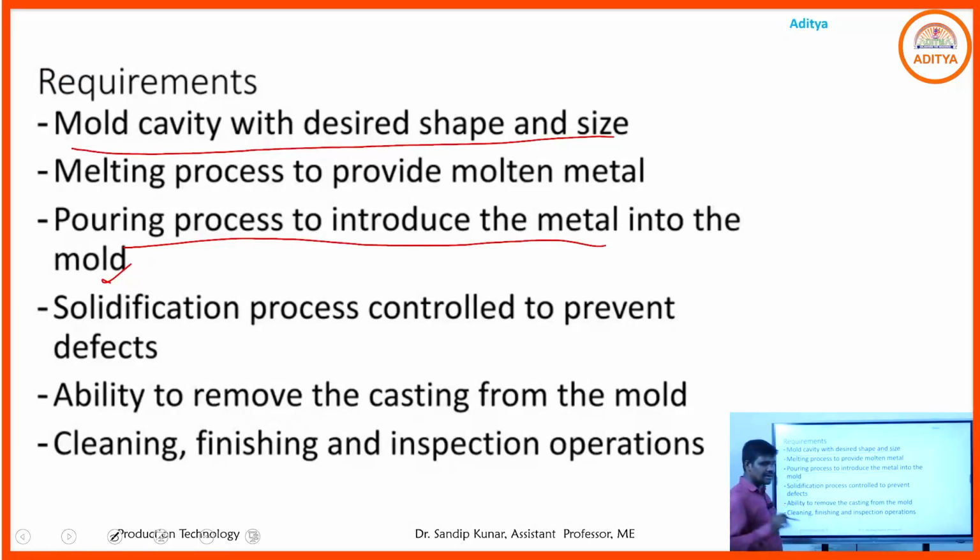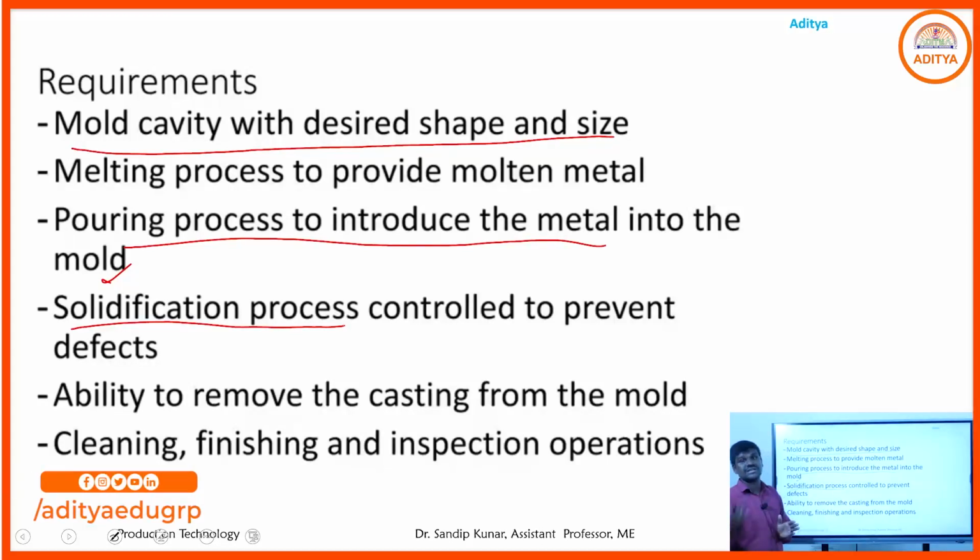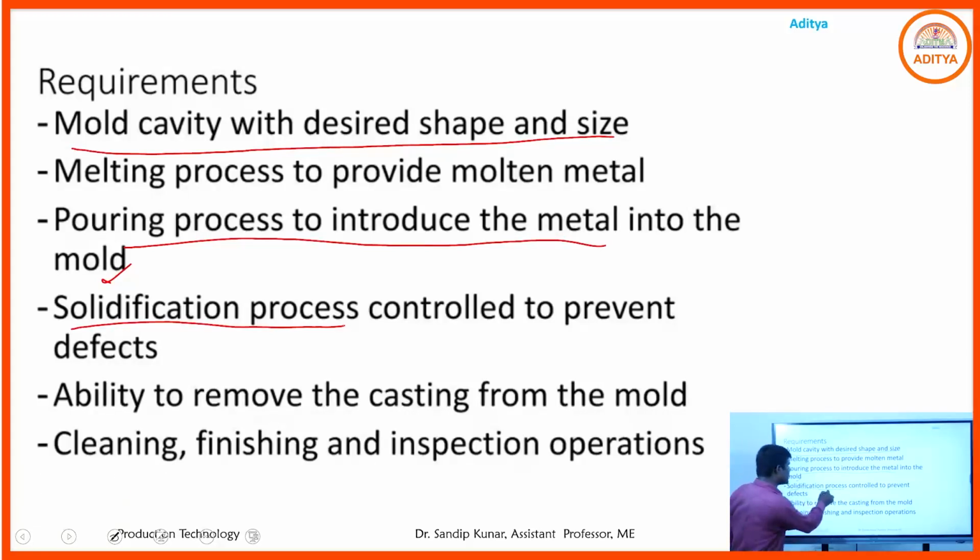After pouring the molten material into the mold cavity, directional solidification takes place to control and prevent defects. When pouring the molten material, heat is extracted from the mold cavity, first from the surface. After extraction of the heat from the surface, solidification starts from the surface towards the center. The fourth one is the solidification process, and the fifth one is the ability to remove the casting from the mold.